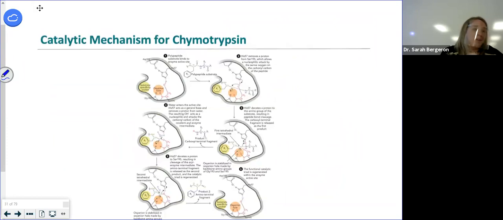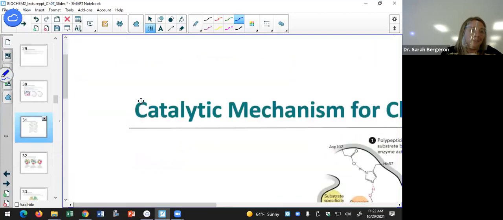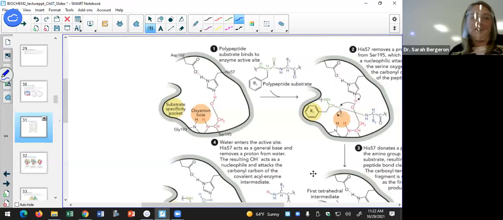Now I want to zoom in on this. Let's go as big as we can. Okay, that's better. If we look at our catalytic triad, we're looking at three residues: Asp102, His57, and Ser195. These are the catalytic amino acids. There are other residues that are important in stabilizing our intermediates, and one of those is glycine 193.